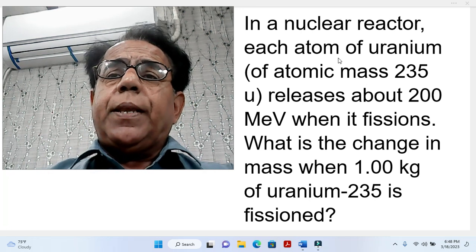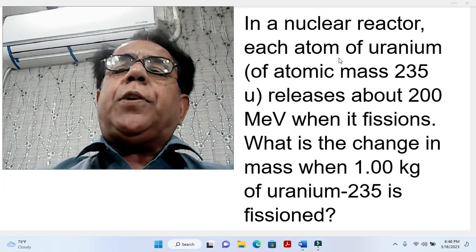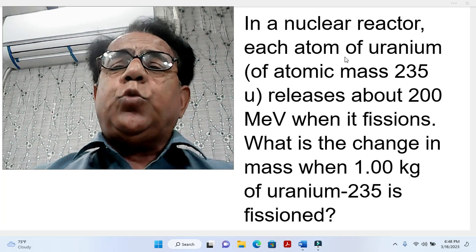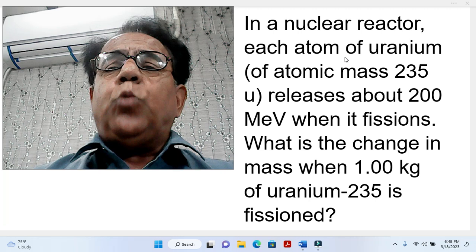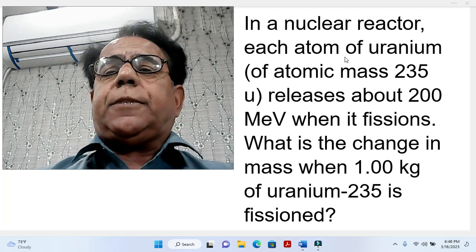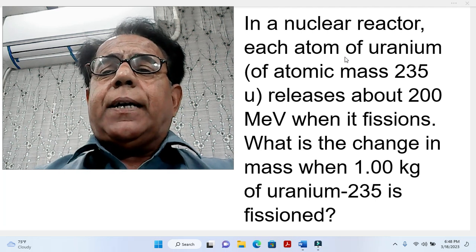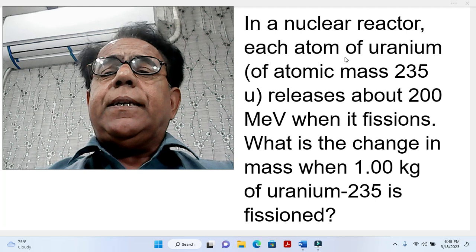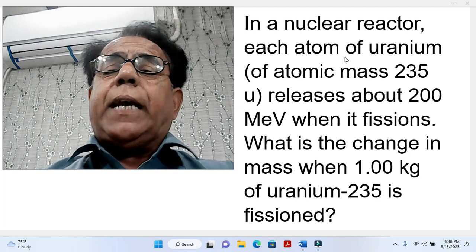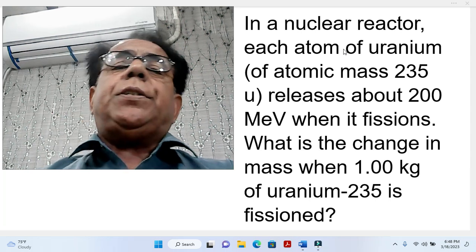Okay. In a nuclear reactor, each atom of uranium of atomic mass 235 atomic mass units U releases about 200 million electron volt when it fissions. What is the change in mass when 1.00 kilogram or 1000 gram of uranium 235 is fissioned?